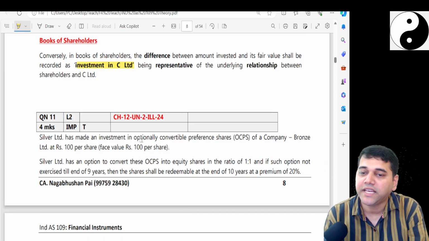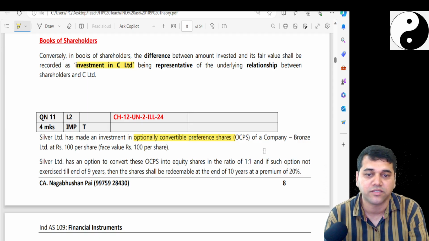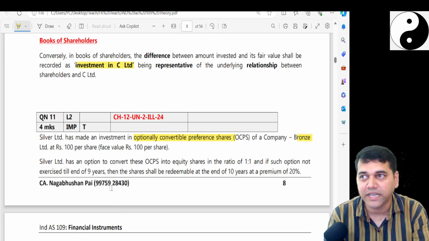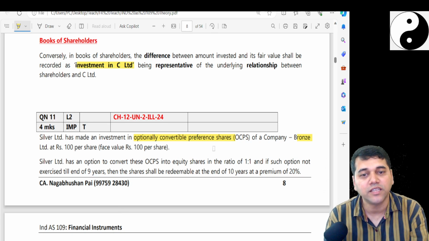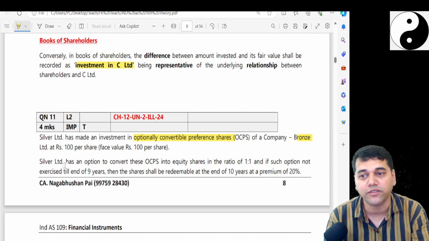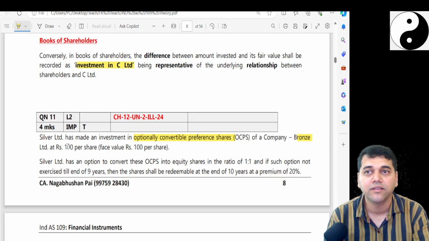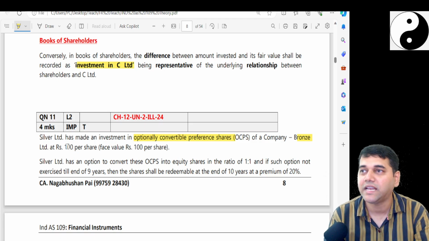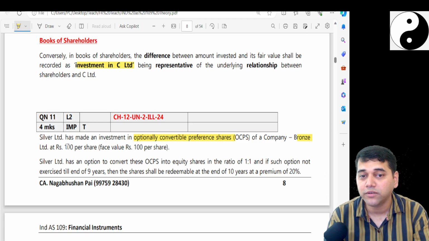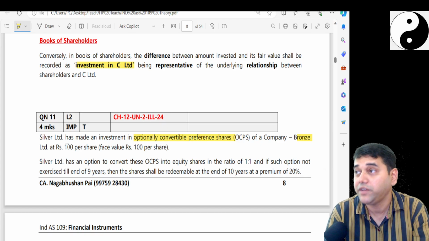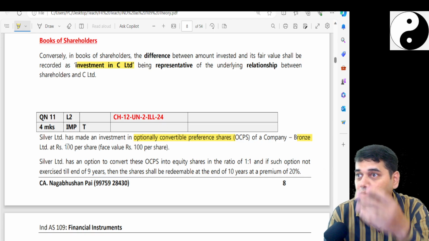Silver Limited made an investment in OCPS, optionally convertible preference shares, of Bronze Limited. Silver Limited is one entity. It has invested in the optionally convertible instruments. So for Silver Limited, what is it? Financial asset. For Bronze Limited, we don't know. It may be a compound instrument.